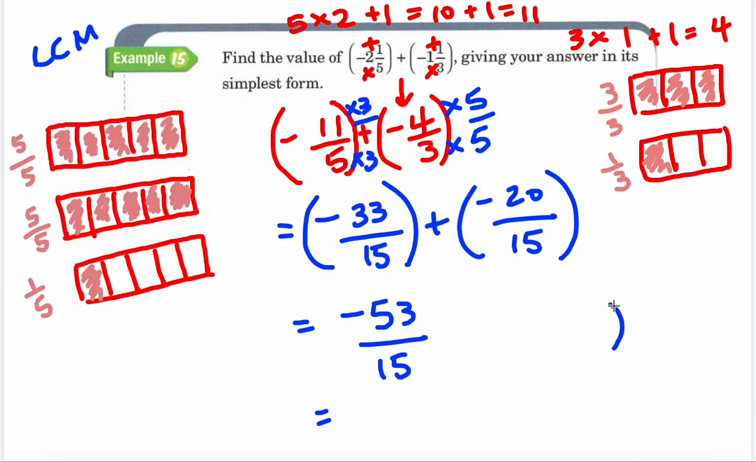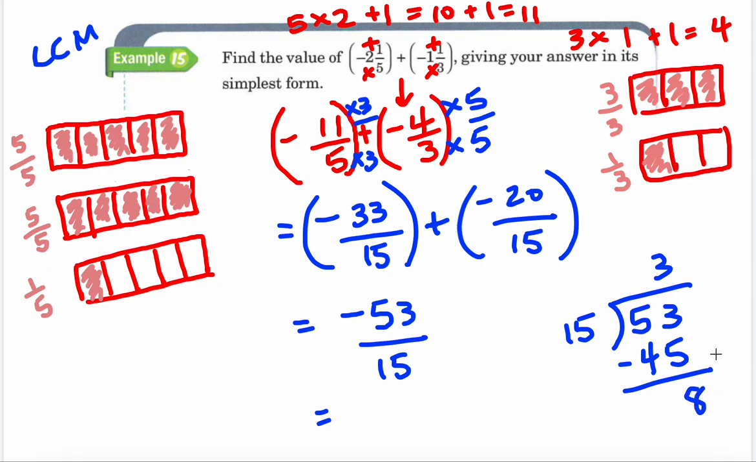Okay. So let's see. 15 goes in evenly 3 times. 15 times 3 is 45. So this is 13 minus 5, which is 8. So I have a remainder of 8. Don't worry about the remainder. I'm just going to turn it into a fraction.